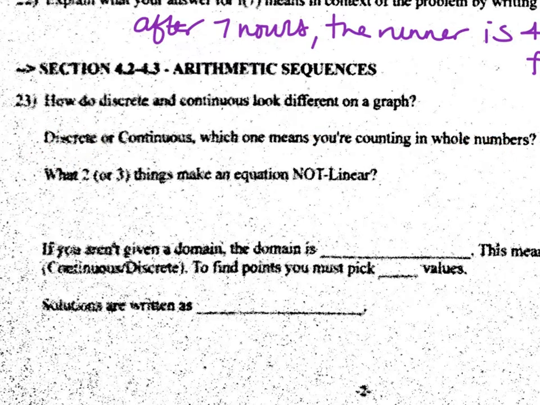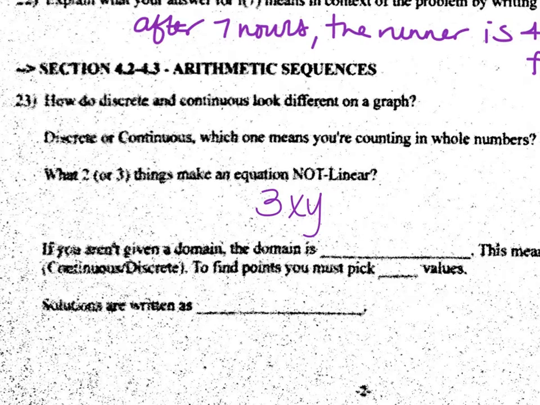And then what 2 or 3 things make an equation not linear? So exponents on the variables, right? So x squared or y squared, not on numbers, but on variables. Variables on the bottom of fractions, that's the second one. And the third one, if you ever see it, is if x and y, or any variables for that matter, are multiplied together. So if you see one that says like 3xy, that's not linear, okay?